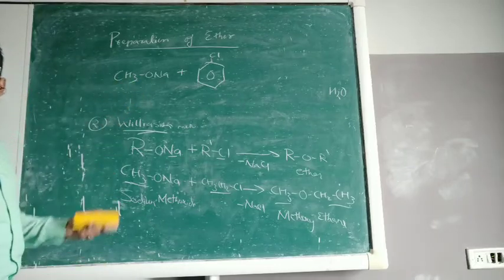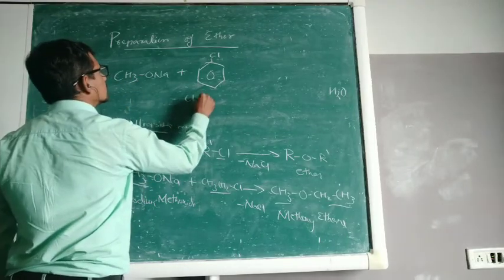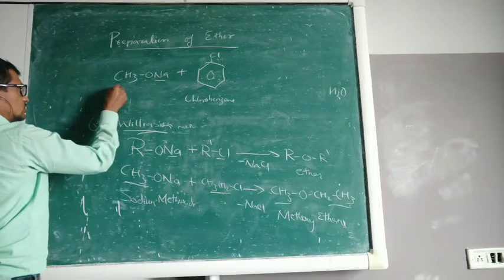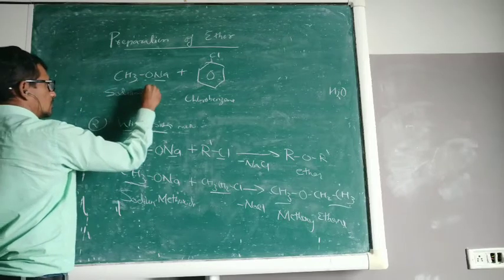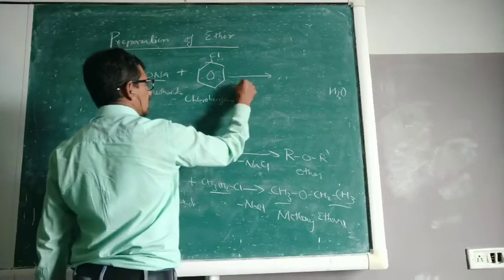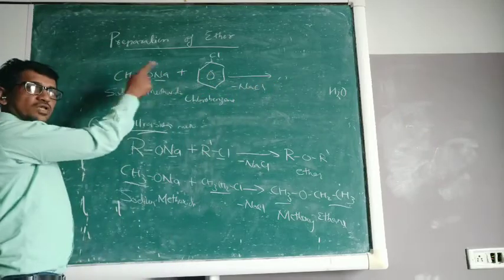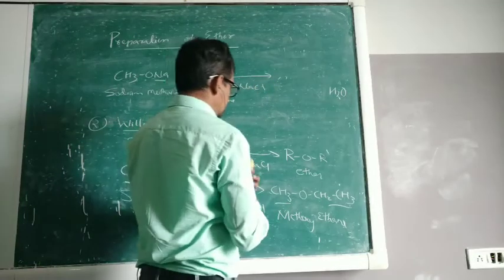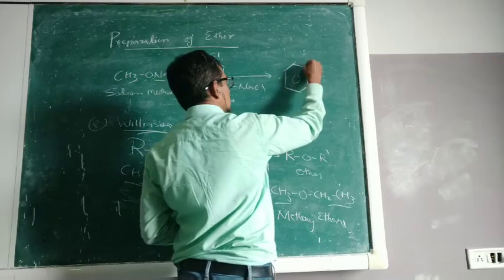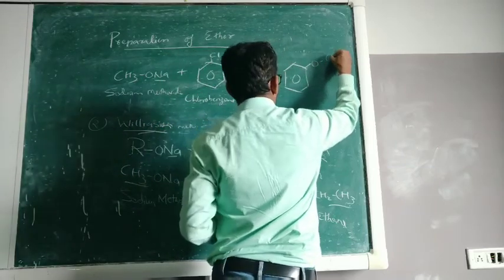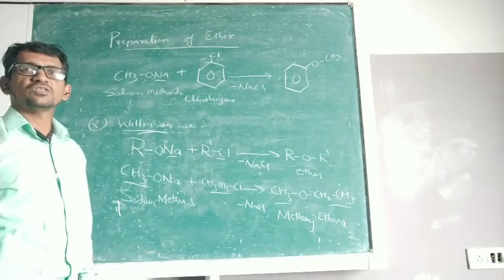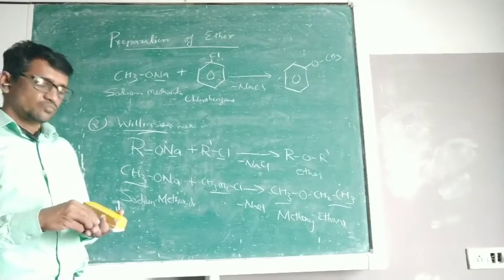Again, sodium methoxide when treated with chlorobenzene. Again minus NaCl. This and this will combine, and in the middle it is this. So first I am writing benzene. So the benzene ring means it is R, then oxygen, and then one carbon, that is CH3, and NaCl will separate. So if on both sides R is different, then it is known as mixed ether.